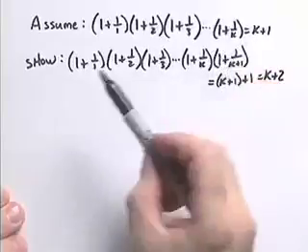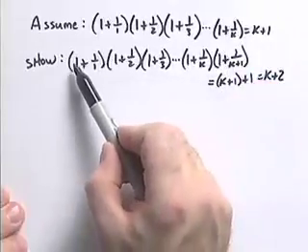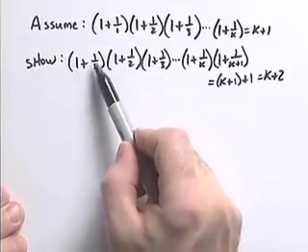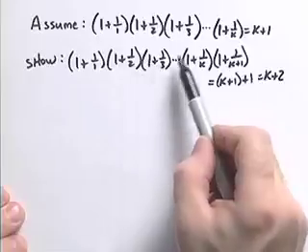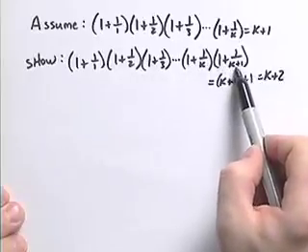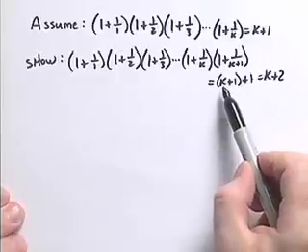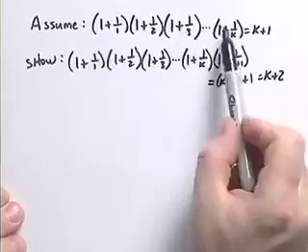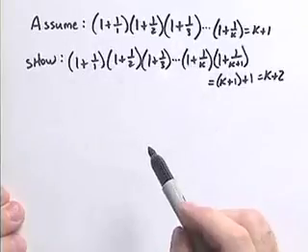Assuming this is true, we'd like to show then that this is also going to be true for k + 1. That is, that (1 + 1/1)(1 + 1/2)...(1 + 1/k)(1 + 1/(k+1)) equals (k + 1) + 1, which equals k + 2. So we're going to assume this is true and try to show that this is also true.